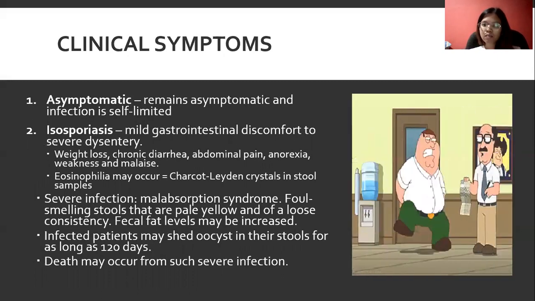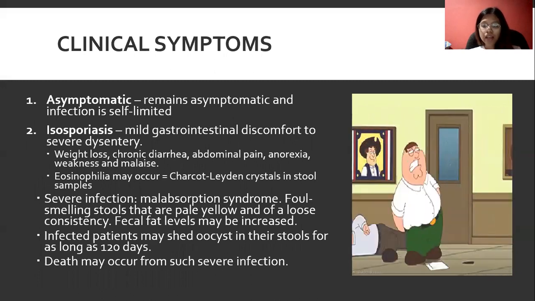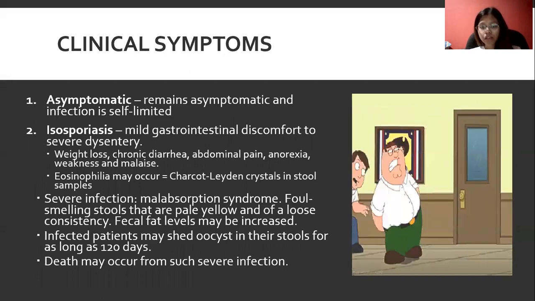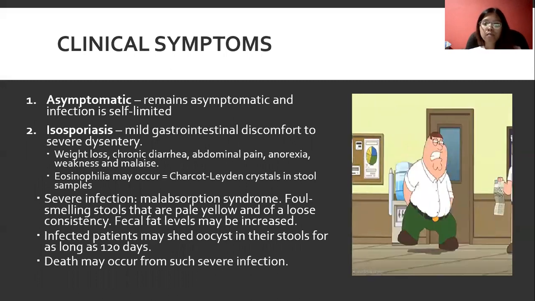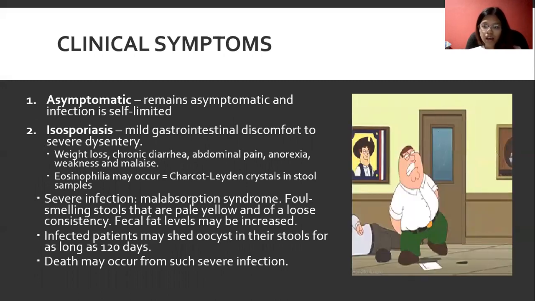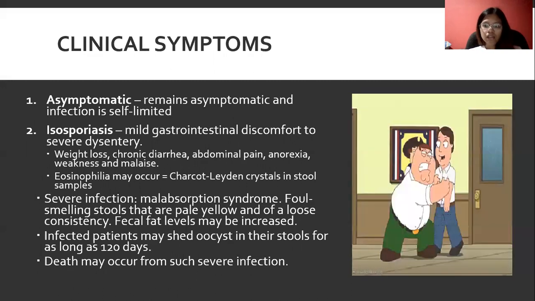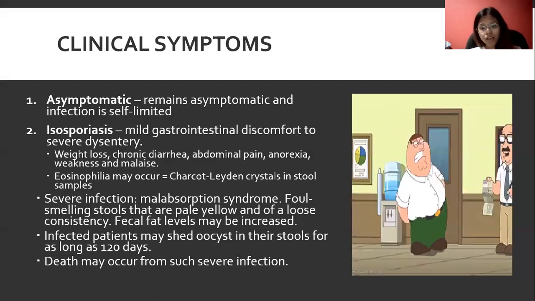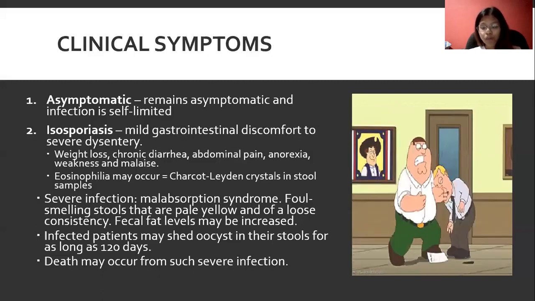Okay, so clinical symptoms, we have two: either asymptomatic or isosporiasis. Asymptomatic, the patient remains asymptomatic and the infection is self-limited. So nawawala din po. Unless it becomes an infection, isosporiasis, the patient will experience mild gastrointestinal discomfort to severe dysentery. The patient will also experience weight loss, chronic diarrhea, abdominal pain, possible anorexia, and the patient will feel weakness and malaise.